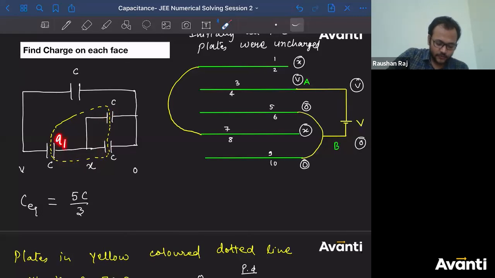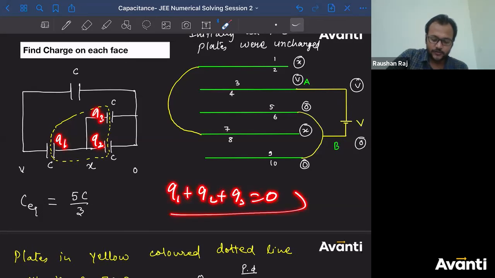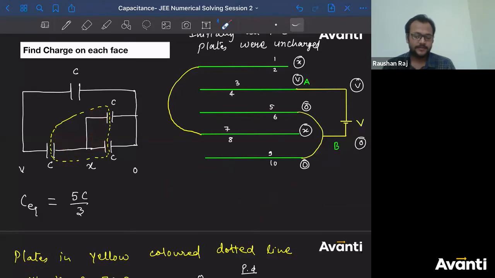So if this is having q1 charge, this is having q2 charge, this is having q3 charge, I'll say q1 plus q2 plus q3 must be 0. That's it. देखो निकालता हूं कैसे. Tell me what is the charge that will appear on this plate. Again same formula, that is potential difference across the capacitor into capacitance. What is the potential difference? X minus 0. So what is the charge on the positive plate of the capacitor? So x minus 0 into c.